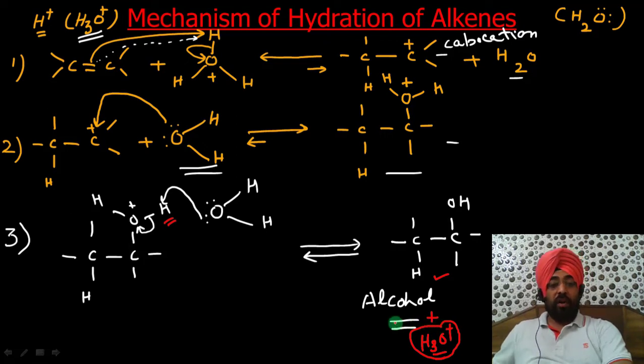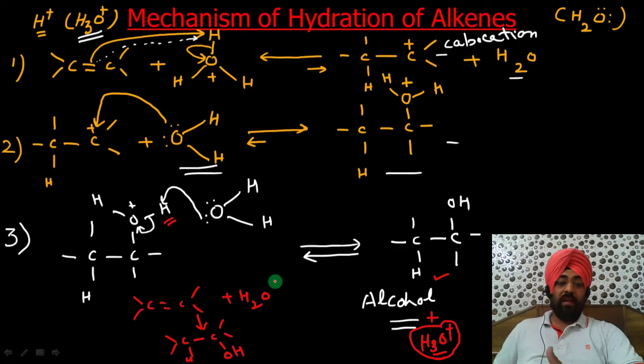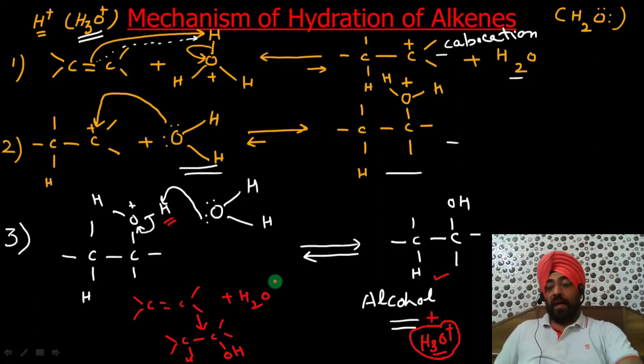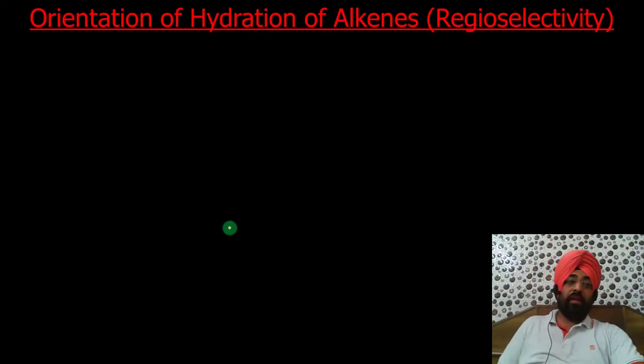So the overall reaction is that if we add water to alkene, to one carbon hydrogen is added, and to second carbon OH group is added, and the resulting product is alcohol. So this is called direct hydration of alkene. So now let us see. Now this is very important, as I was mentioning again and again. This is called orientation of hydration of alkenes, or we can also call it regioselectivity. Now what does this regioselectivity mean?